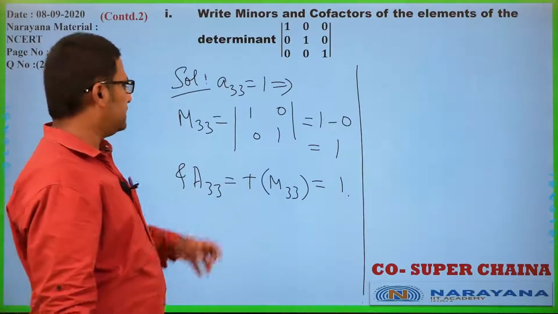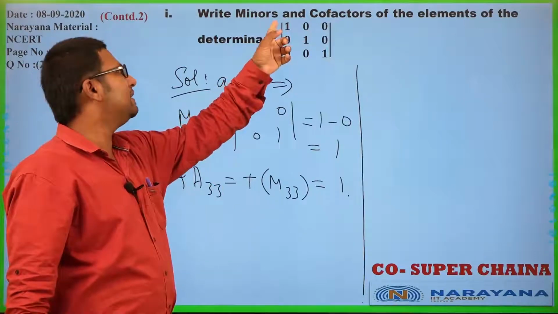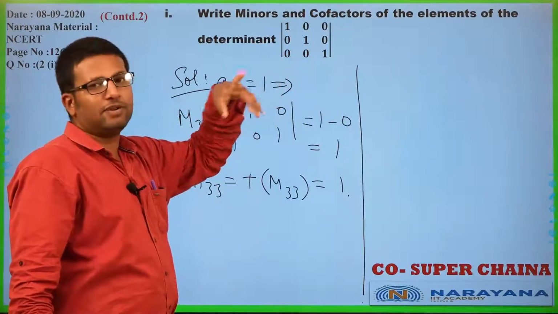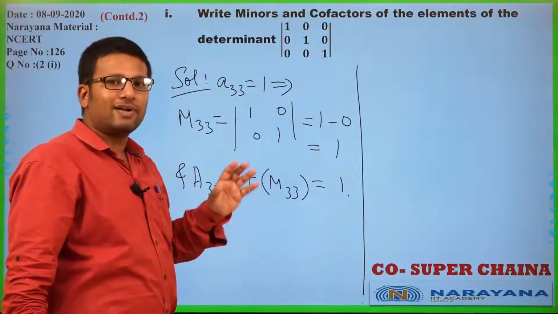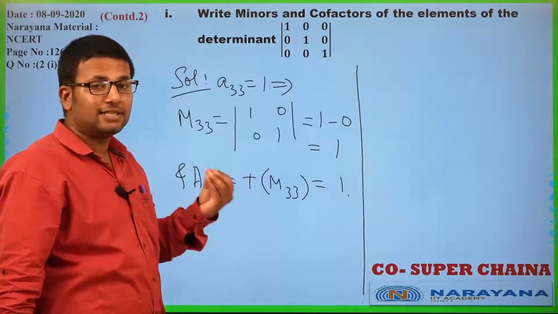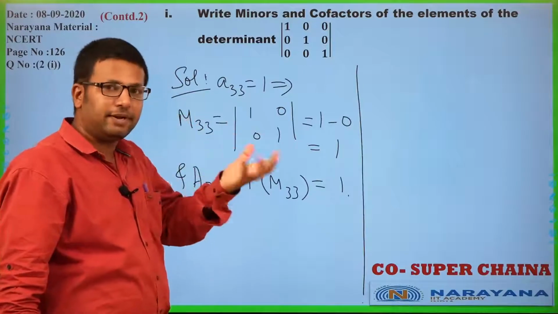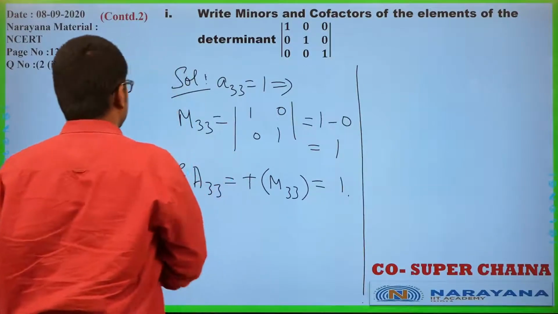So can you see that the cofactors as well as minors for all the elements at the diagonal were 1 only, and everywhere else we got both cofactors and minors as 0, right? Which is why this is such a useful, such an interesting matrix, okay? All right.